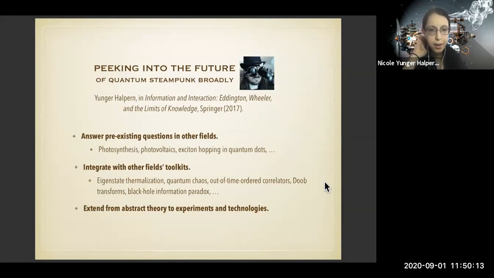Also, now is the beginning of the age of experiments in quantum thermodynamics. A lot of quantum thermodynamics has been theoretical. There have been a number of experiments. The number is growing and needs to grow more.